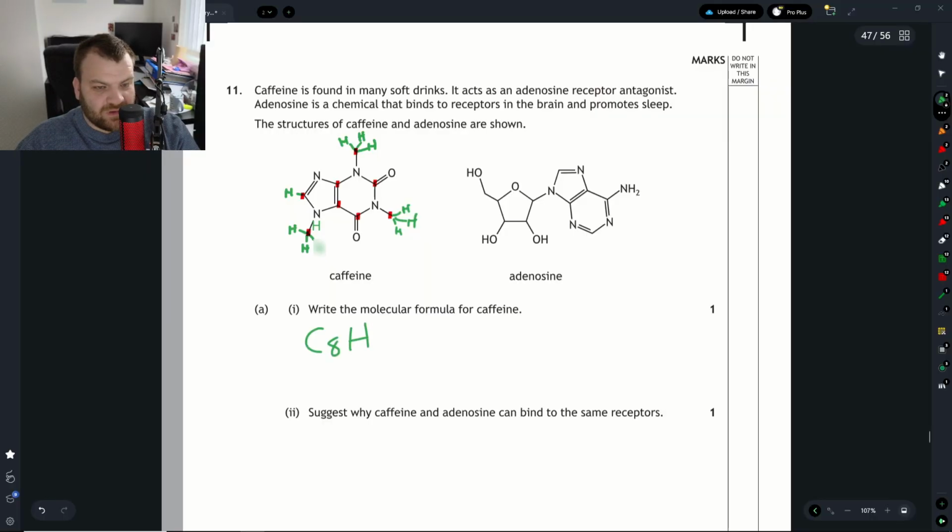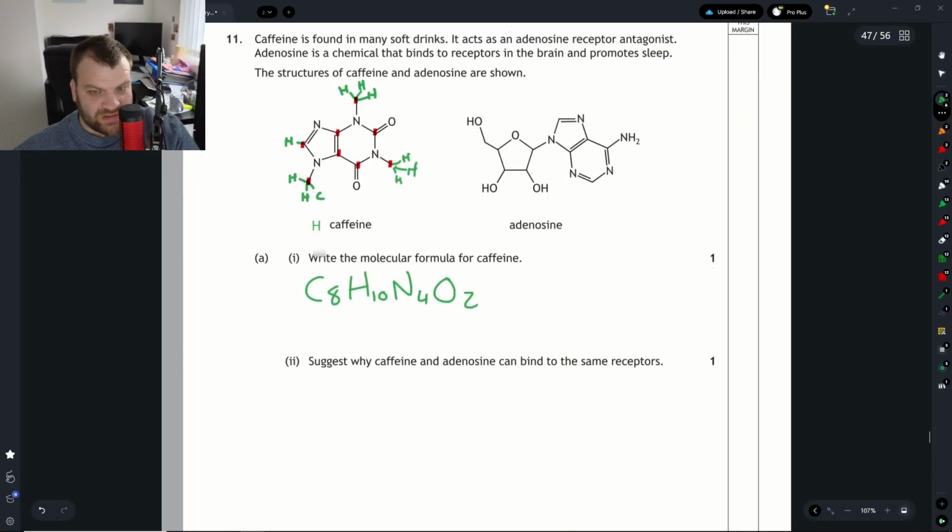Hydrogens, we've got N in total. Nitrogens, there's 1, 2, 3, 4. Then O2 to wrap it up. With this question, it shouldn't matter which way around you put them, but that's the way I would do them anyway.